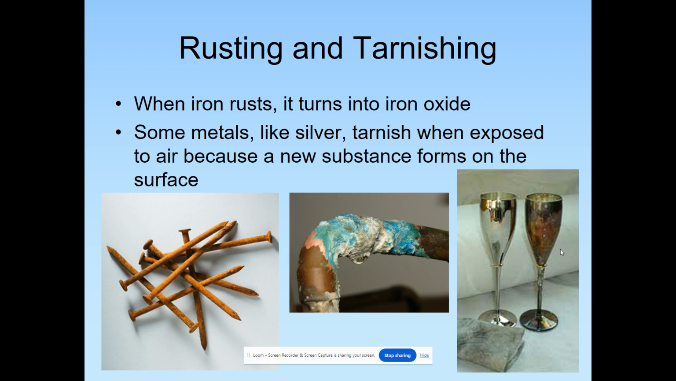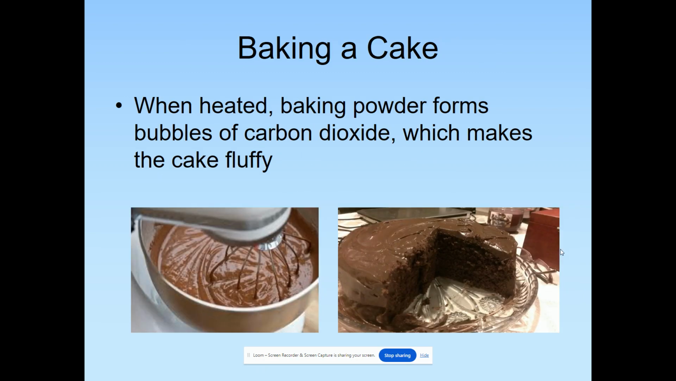Other examples include things like rust or corrosion. So when iron rusts, the iron actually changes into a new substance called iron oxide. That's the scientific name for rust. So when iron oxide is formed, as iron rust, that is forming a new substance. Same with the corrosion of copper or silver. Again, in those cases, the corrosion is actually a new substance that is formed.